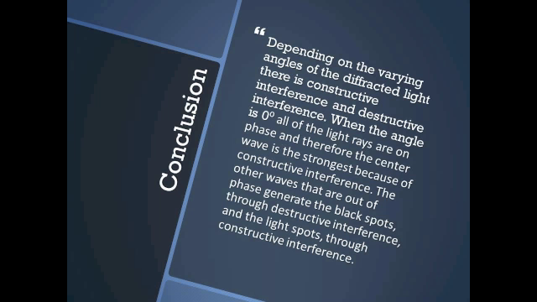Depending on the varying angles of the diffracted light, there is constructive interference and destructive interference. When the angle is 0 degrees, all of the light rays are in phase, and therefore the center wave seems the strongest because of the constructive interference. Other waves that are out of phase generate the dark spots through destructive interference and the light spots through constructive interference.